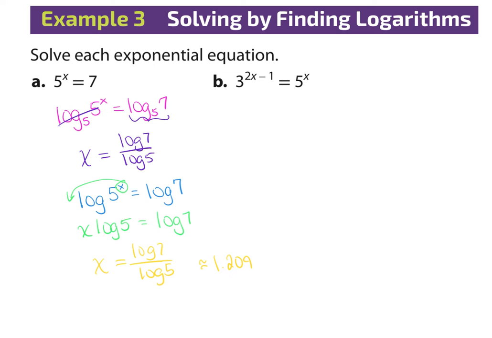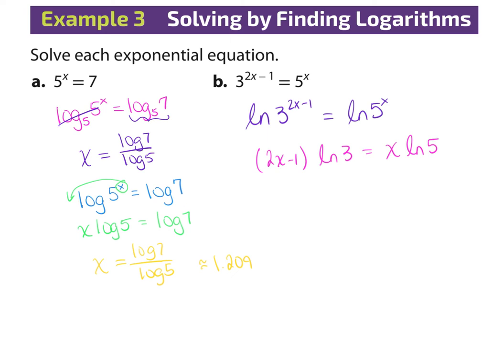So for something like this, you do want to use either common or natural log. And again, it does not matter which one you do. All right, so in the book, they used natural log, which is fine. So I would do the natural log of this equals the natural log of this side. And then I'm going to expand both sides. I'm going to pull that 2x minus 1 into the front, and I will have natural log of 3. And then I'm going to pull that x into the front, and I will have natural log of 5. All right?